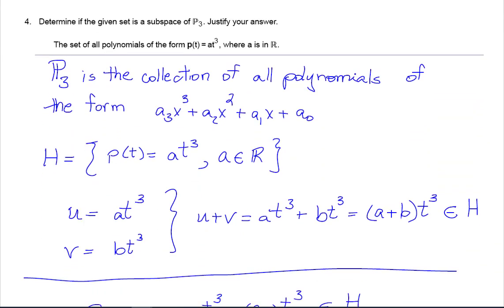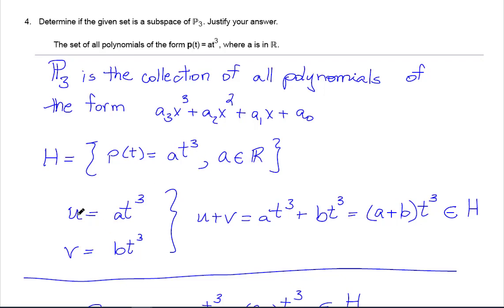All right, what about if we have the set consisting of all polynomials of the form p(t) = at cubed? Is it a subspace of P3? Well, what is this P3? P3 is the collection of all polynomials of third order form. So they can be of the form a3x cubed all the way down. So we're taking a particular subset, and that is just the ones of the form at cubed, for any a real number.